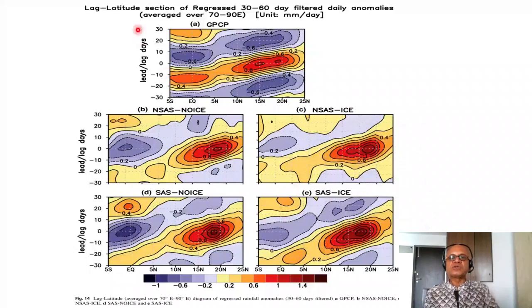lag latitude section of regressed 30 to 60 day filtered daily anomalies. So now you see averaged over 70 to 90 east. So this is the Indian longitudes, and you can clearly see the northward propagation here. This actually goes onto the Bay of Bengal, and you compare it to different microphysics, and again significant differences in terms of where the maximum happens.